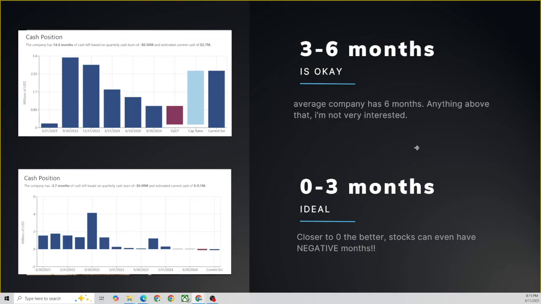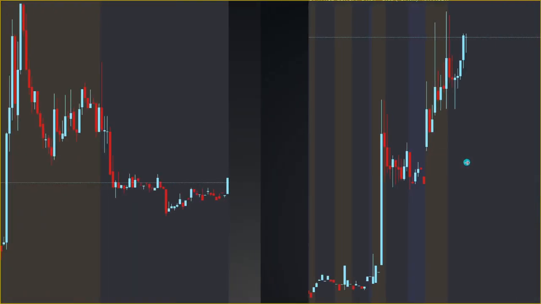Or even worse, the company actually makes a lot of money, and they not only have a lot of cash on hand, but they make a lot of money. So, number one thing, check the cash on hand. Closer to 0, better. Now, of these two charts, one of them was cash flow positive, and the other one had no cash on hand. Which one do you think was cash flow positive, and which one had no cash on hand, and why?